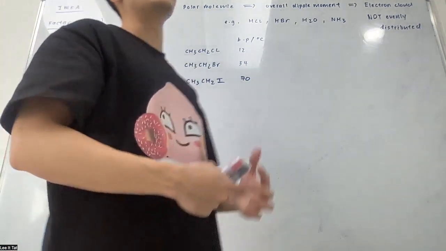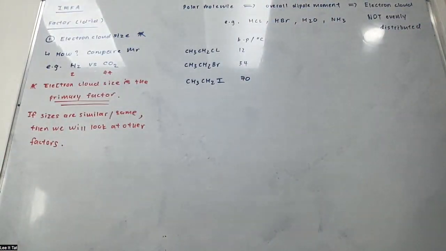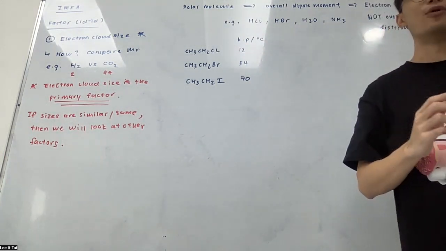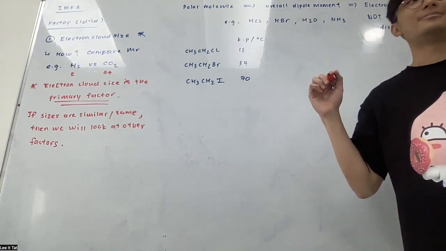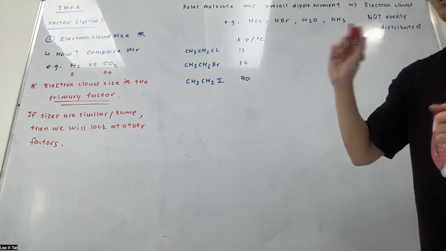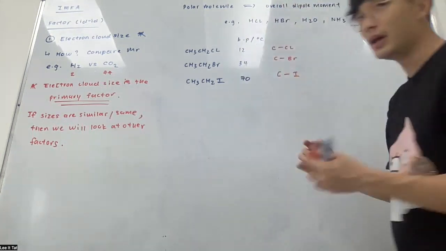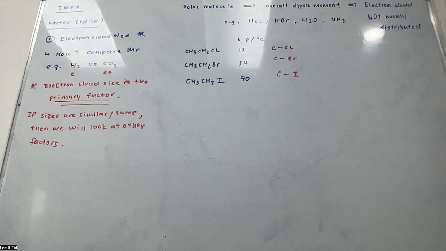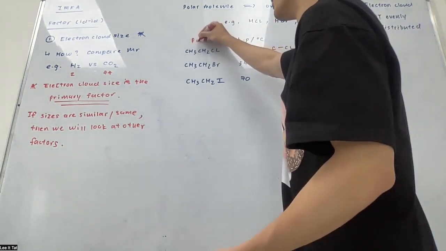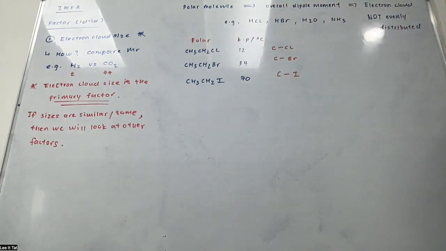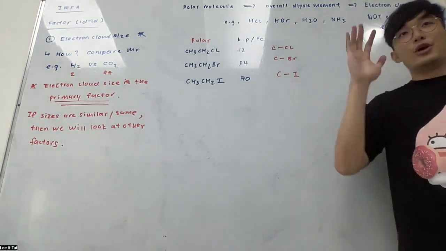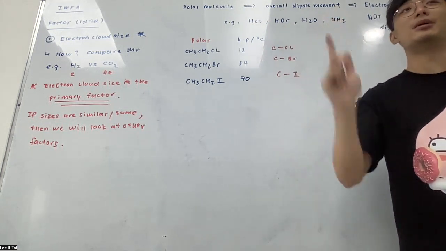So how will you explain this question? What's our thought process like? First of all, this is what some of you may consider: are the molecules polar or not polar? Polar, because we have all the halogens. To simplify, we have a C-Cl bond, a C-Br bond, and a C-I bond. All are polar bonds, correct? Now when you see polar molecules, what's the factor that you use to compare? Good, you all still know about electron cloud size being the primary factor.